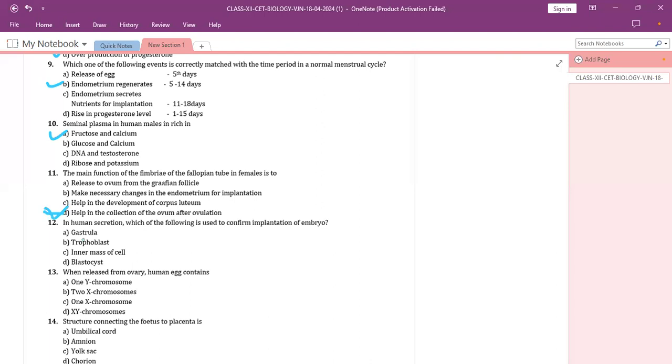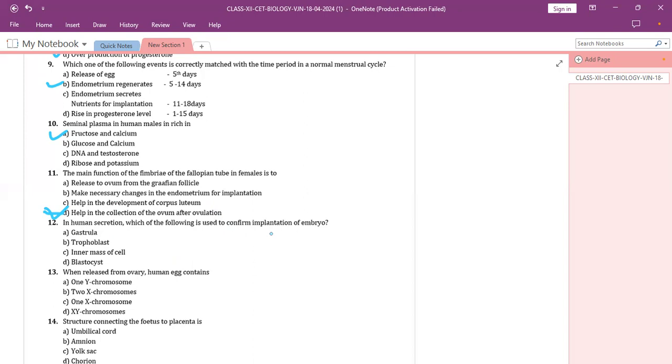Okay. Now, 12th one. In human embryonic development, which of the following is used to confirm implantation of the embryo? I repeat, which of the following is used to confirm implantation of the embryo? The options are A. Gastrula, B. Trophoblast, C. Inner mass of cells, D. blastocyst.